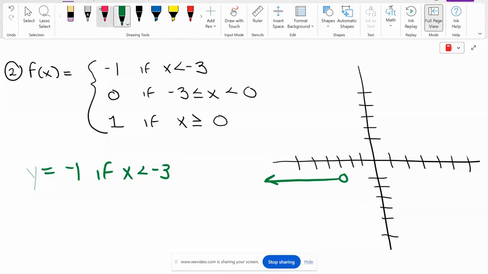All right, the next part of this graph, it's saying y will equal 0 if -3 is less than or equal to x, which is less than 0. Now, y equals 0, isn't that the x-axis? Right, but now the graph is only going from -3 to 0. So I'm going to have a closed circle on -3, an open circle on 0, and then the horizontal y equals 0 line between them.